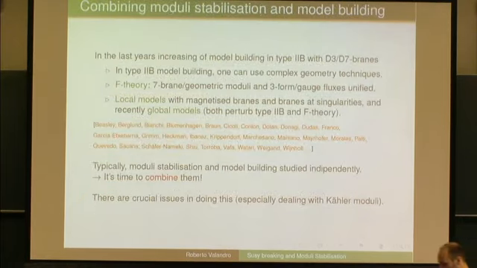Okay, so in the last 5 minutes, I want to advertise a bit what the progress has been in the last years. So far we have just talked about moduli stabilization. We didn't consider any visible sector. Just assume that you can put one. But in the last years there has been a lot of progress in model building in type IIB, especially with the 7-branes, and also the 3-brane at singularity.